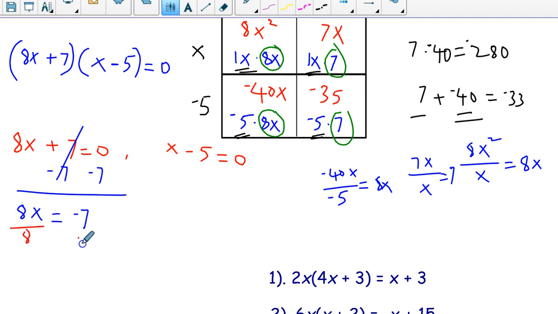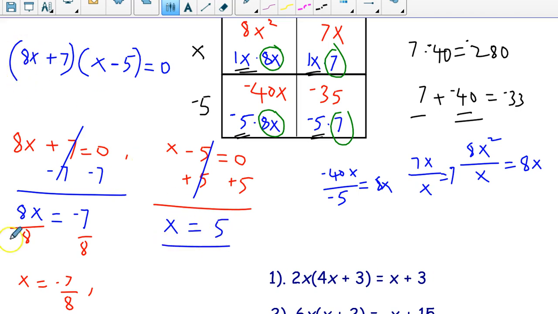Let me divide by 8. 8 and 8 cancelled off. So you have your x is equal to negative 7 over 8. That is one value of x. Now what is the other value of x? Adding 5 to both sides. You cancelled off this. So x is equal to 5.